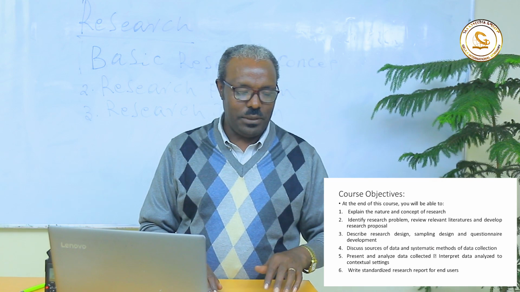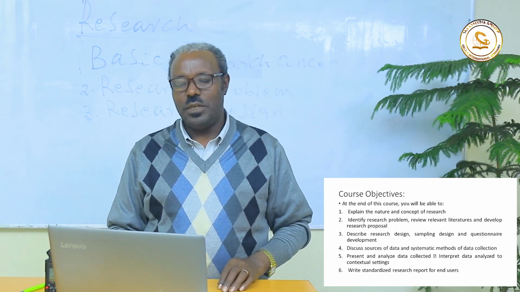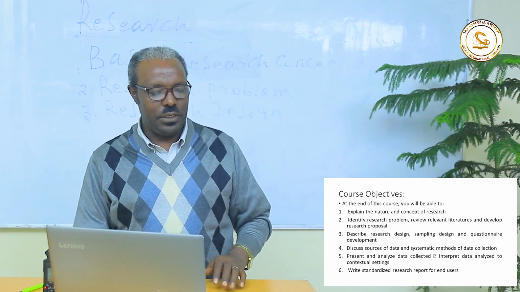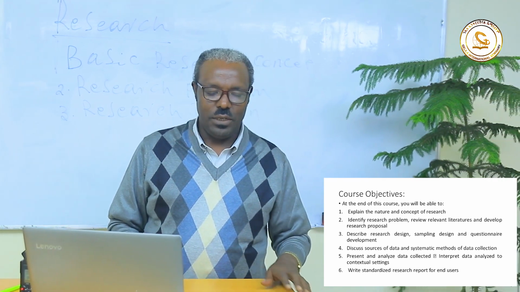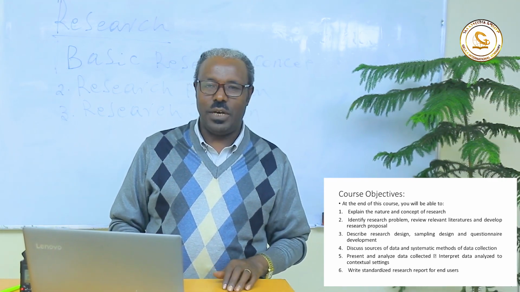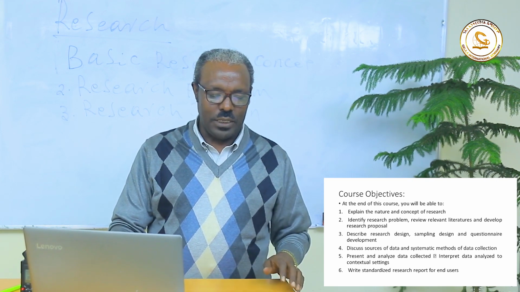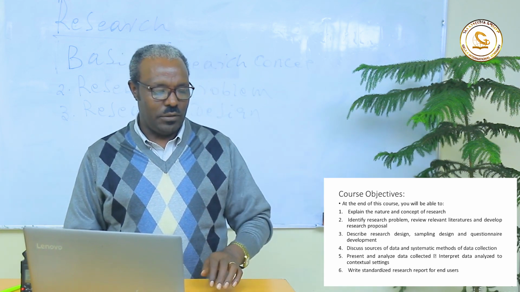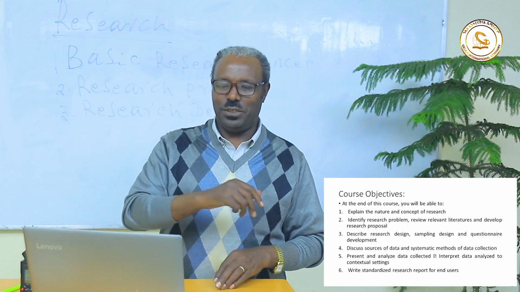There are 7 chapters. The first one is the basic concept of research. The second one is research problem identification. The third chapter is research design and sampling. The fourth one is source of data and the data collection. And the fifth one is data presentation and analysis. The sixth one is data discussion. The seventh one is reporting.